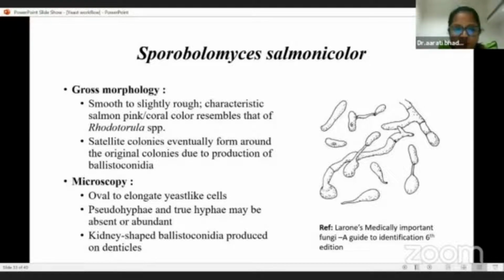But due to the production of Ballistoconidia, they will shoot up to the other agar. So the down agar will also have satellite colonies. So it will be indicative of Sporobolomyces salmonicolor species. And this test will help to differentiate between Sporobolomyces and Rhodotorula.